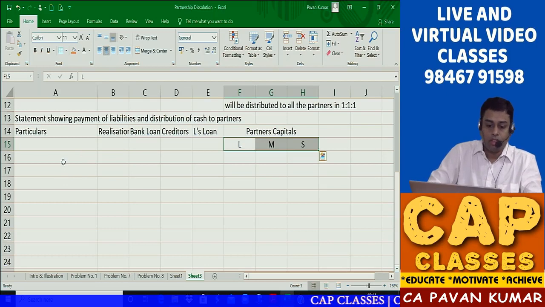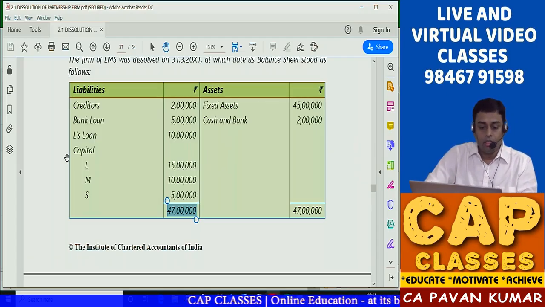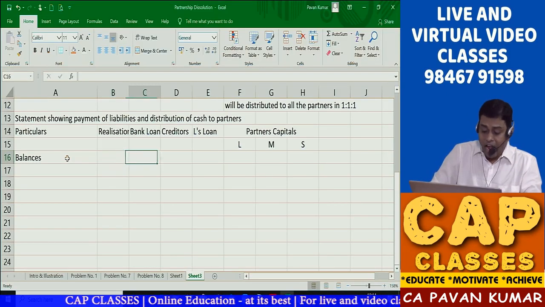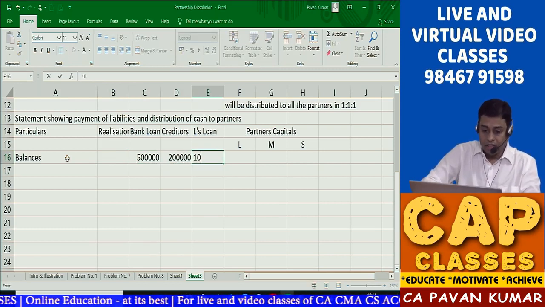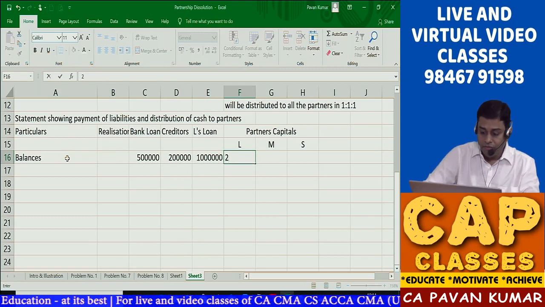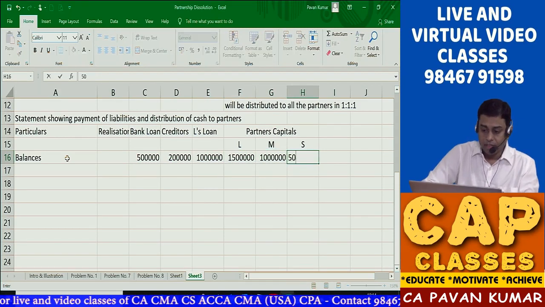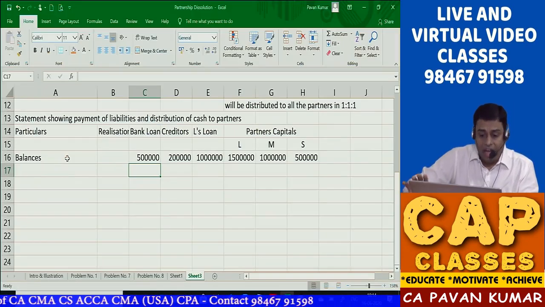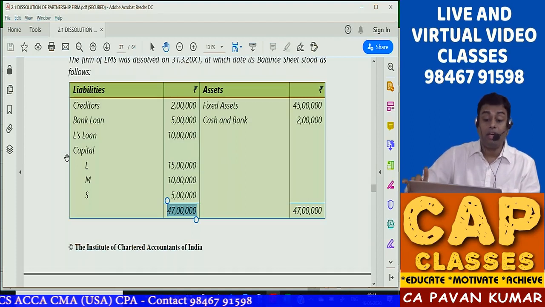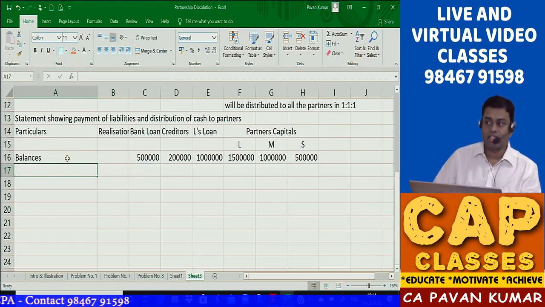That's it. So shall I write balance due? Balances. So realization we'll write later. First we write creditors 2 lakhs, bank 5 lakhs, 2 lakhs. L loan 10 lakhs. L capital 15 lakhs. Correct? 10 lakhs. 5 lakhs. Okay. So 5 lakhs, 2 lakhs, L loan 10 lakhs. Capital LMS 15, 10, 5. Did we write correct? Yes.